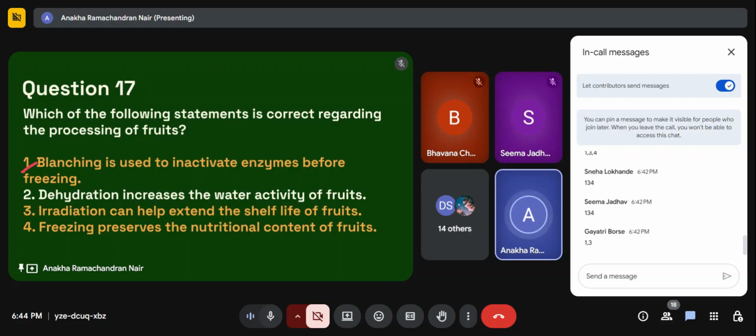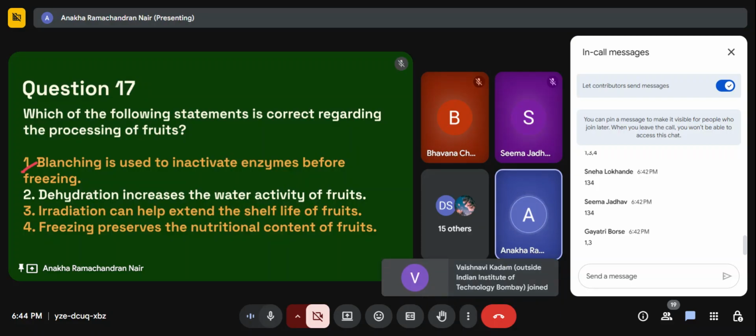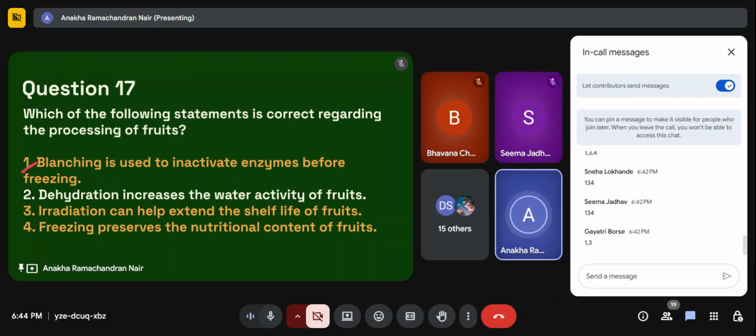Dehydration does not increase the water activity of fruits, it decreases the water activity of fruits, and because the water activity of fruits has decreased, the shelf life will have increased, right? So this statement is not correct, everything else is correct, right? So is there any doubt in this question and the answers?